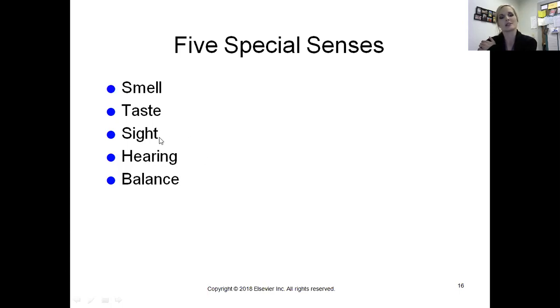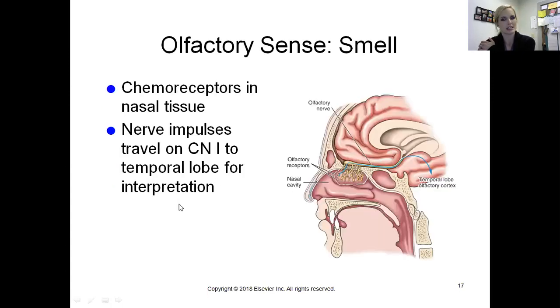When we talk about the eye and the ear, and that kind of goes together with hearing and balance, we'll talk about those as our special senses. So we'll get into that. Starting with our sense of smell, smell is what's called olfaction. We have what's called olfactory receptors. So I do want you guys to be familiar with olfaction, meaning smell.